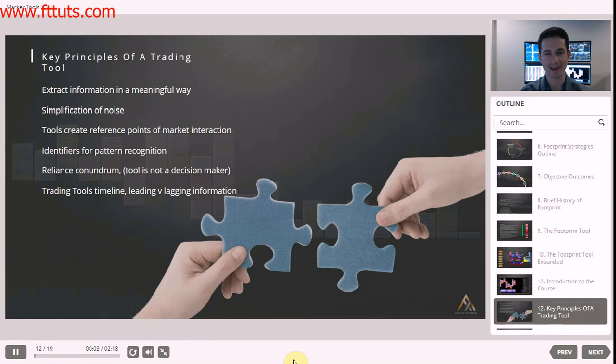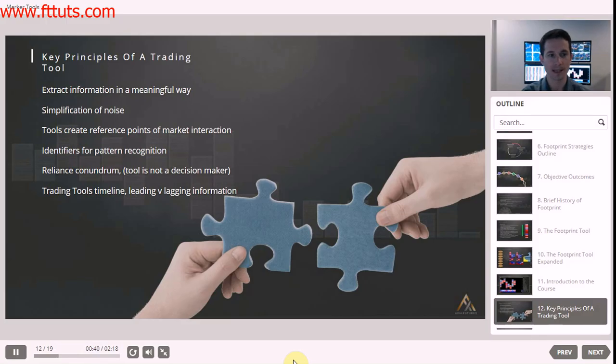So I hope you enjoyed that example on the blackboard, and hopefully that really gives you a good understanding now of exactly what the footprint tool incorporates relative to, say, a traditional candlestick tool. Now, on the next slide, we're going to talk about some of the key principles of a trading tool and what you should be utilizing a trading tool for. The reason I wanted to discuss this very early on in the course is that one of the biggest errors I see a lot of young and developing traders make is an over-reliance on the trading tool to make decisions.